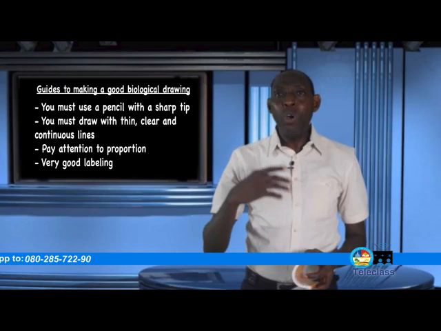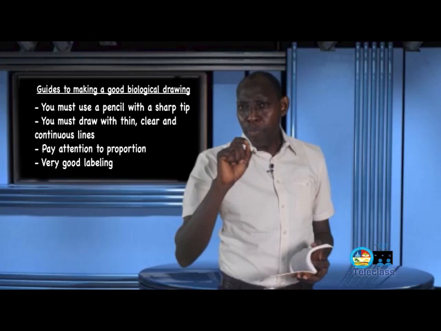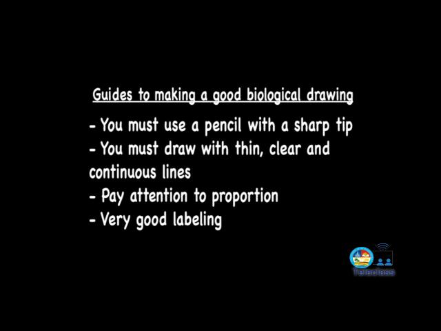So what are the guides to making a good biological drawing? Number 1, you must use a pencil with a sharp tip so it doesn't produce woolly lines. Number 2, you must draw with thin, clear, continuous lines. I've been a marker for a long time, and once we look at a diagram, we are going to write on it CL. CL means clarity of line. If your line is not clear, you get a 0. 1 mark has been lost.